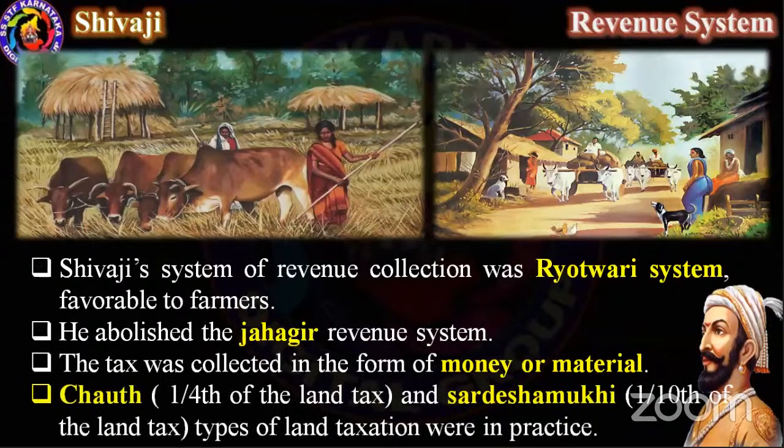South land tax he was collecting from the Mughal areas, and a sufficiency tax was collected from the regions which were indirectly under his control.